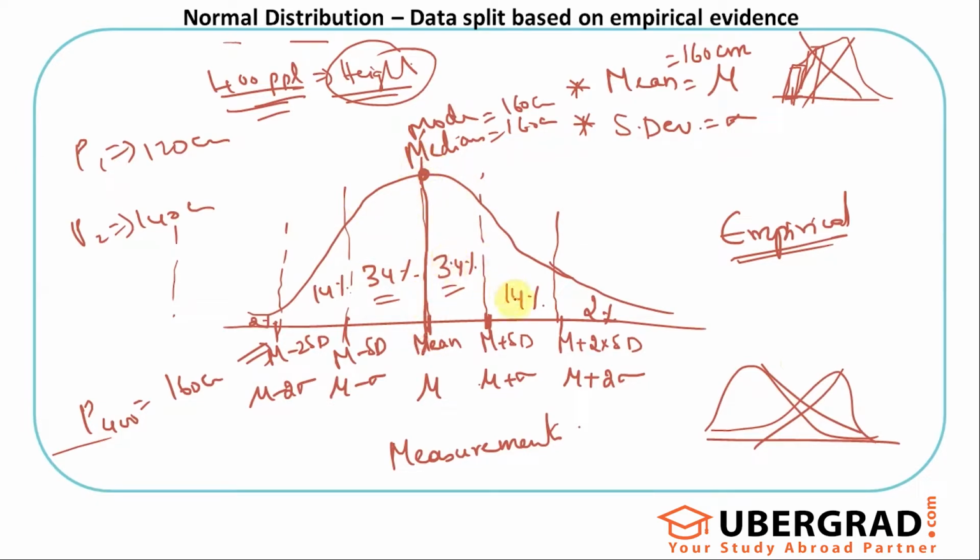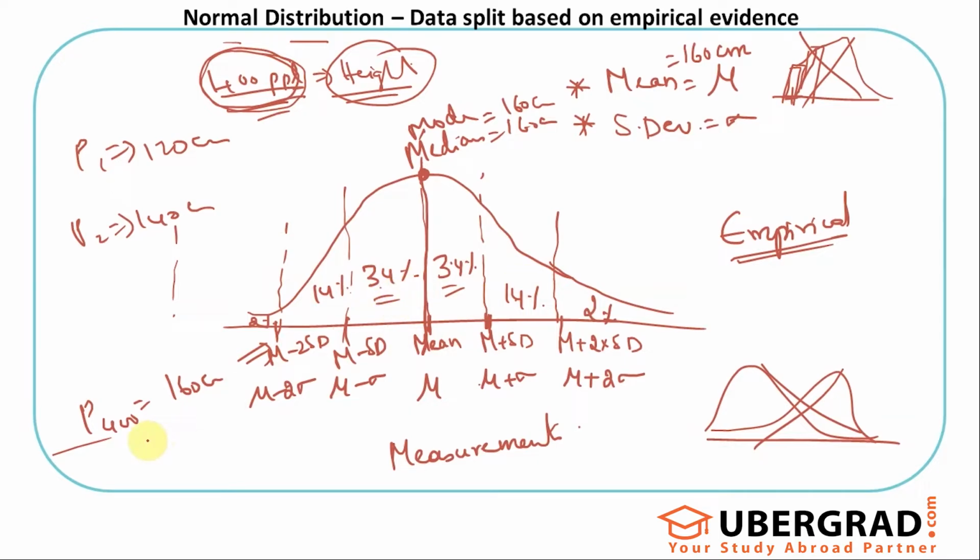What is 34 plus 14? 48, plus 2 is 50. Everything to the right is 50%. Everything to the left is automatically 34 plus 14 plus 2, which is 50%. The whole sum is 100%, right? That means the 100% of people, the data sample I have, I am splitting into these groups.